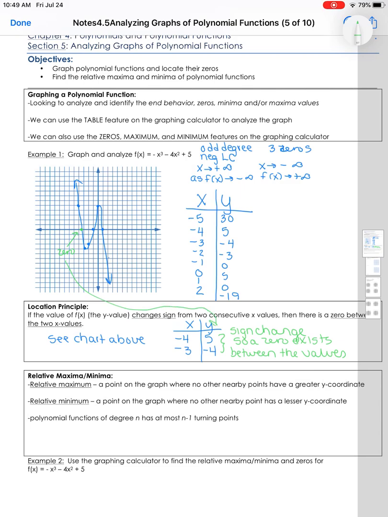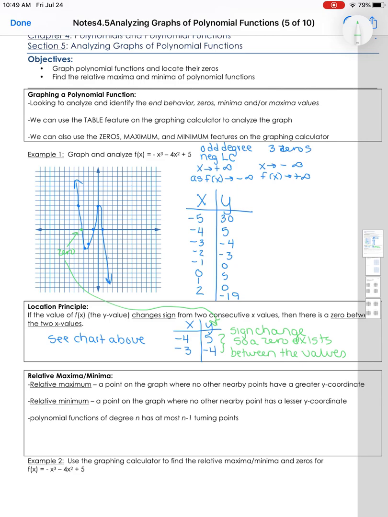exists between the two values. So that means that this graph, between the x value of -4 and -3, it somewhere crosses the x-axis and it makes a 0 y value, which you can actually see right here. So this would be that 0 that we are talking about right here.